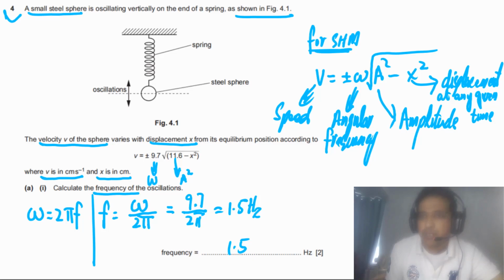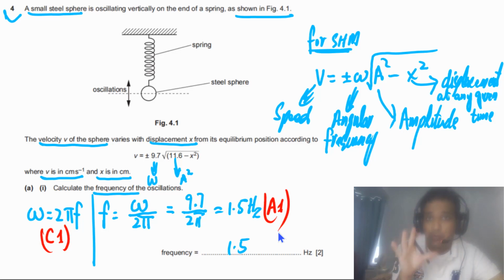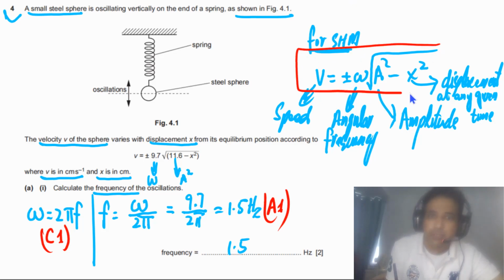This question has 2 marks. The first mark is the C mark. If you have written this equation, you will get 1 C mark. And the second mark is the answer mark. If you have got the right answer, you will get 2 marks for this question. Very nice one. You need to understand this equation.